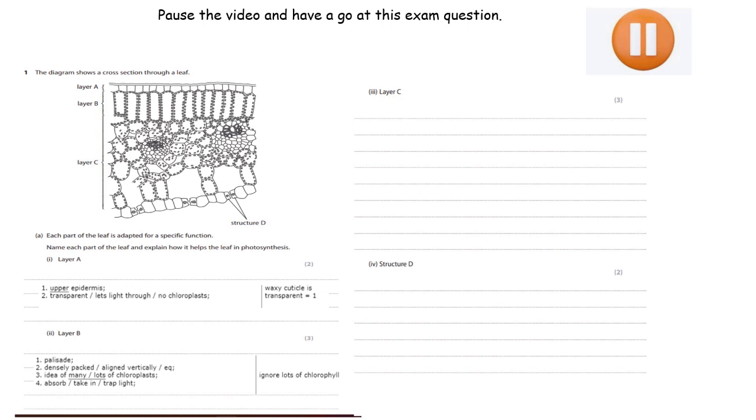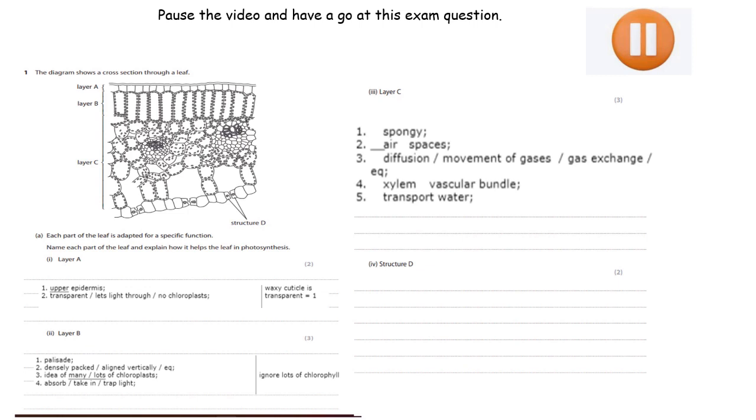Layer C, got a 3 marker here. What's it called? It's the spongy mesophyll. How is it adapted for photosynthesis? We say air spaces or air gaps for diffusion, or you can say gas exchange, but also, bonus, it has the vascular bundle, the xylem, for transporting water for photosynthesis.